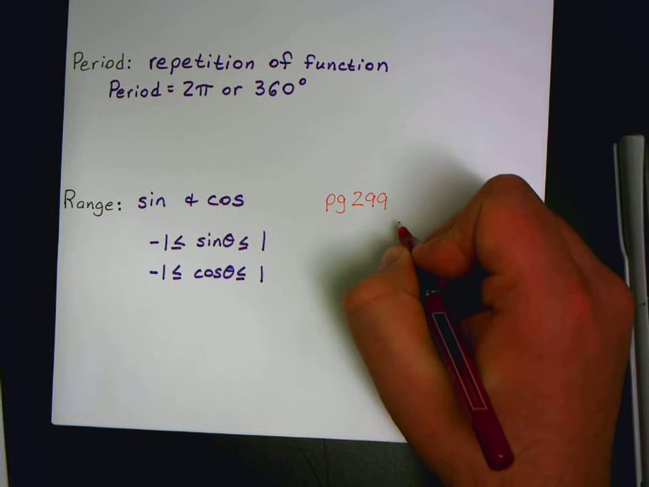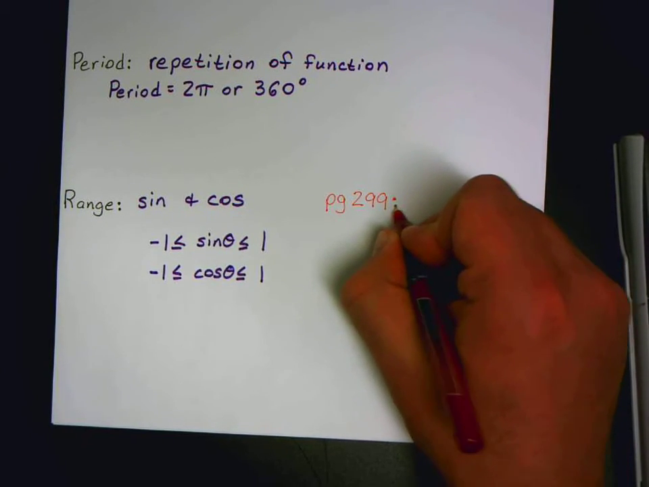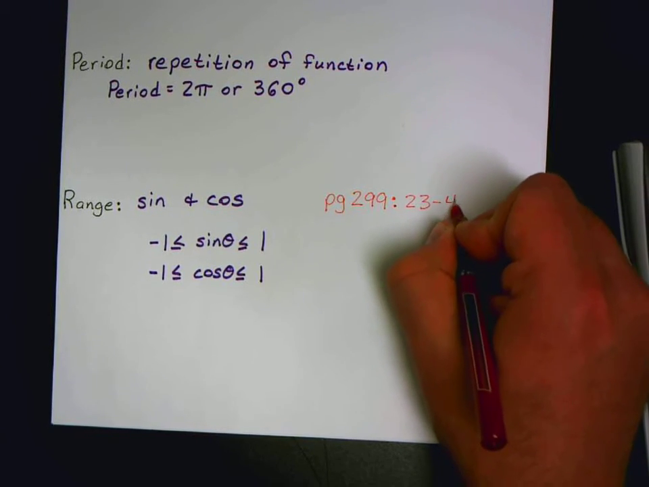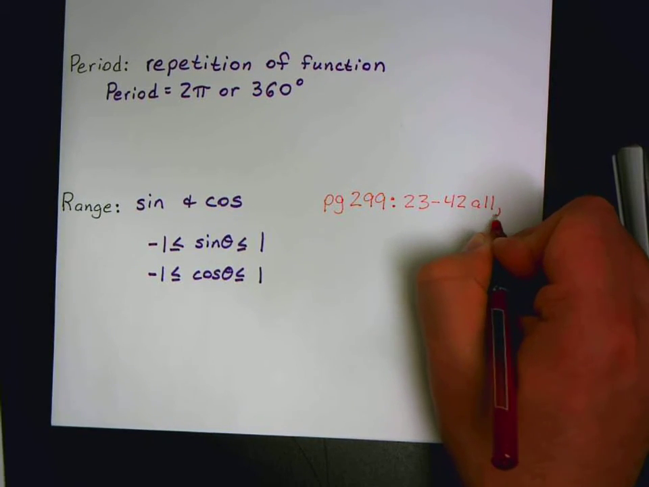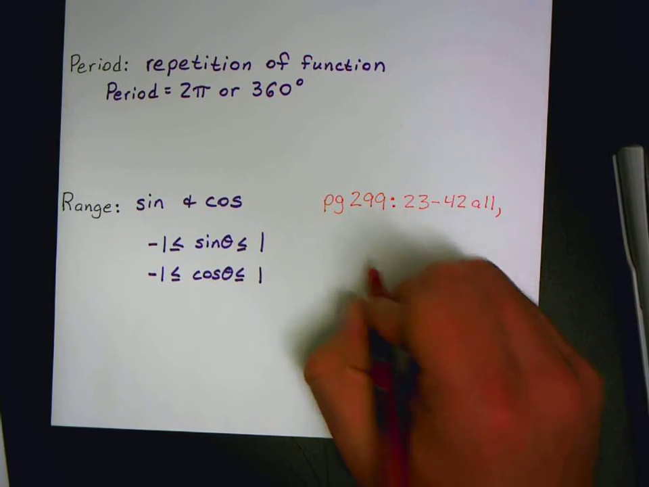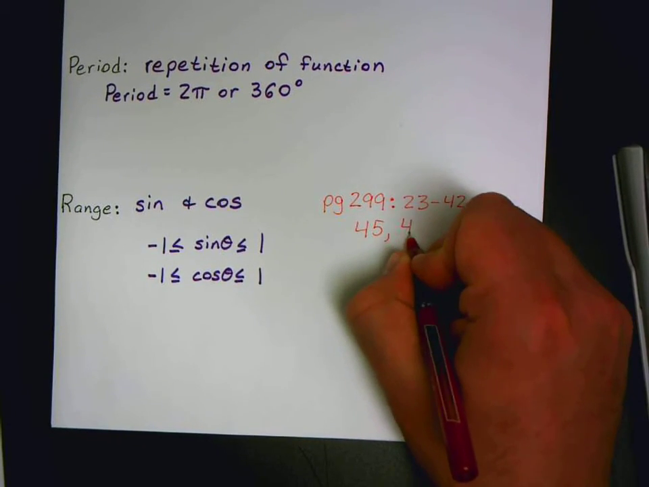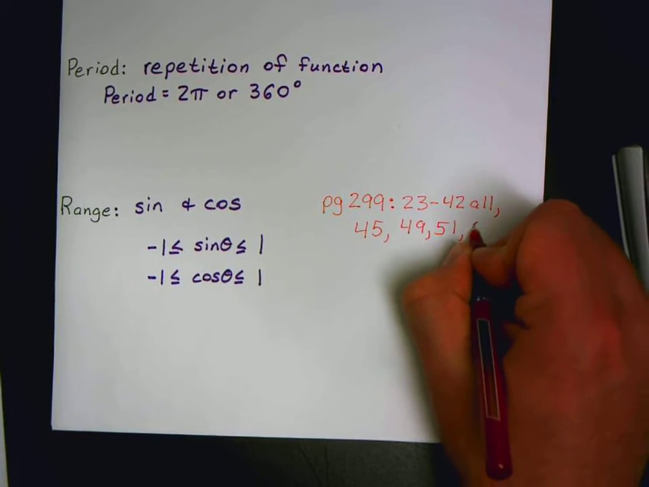So their range, cosecant and secant actually have a little bit more complicated range. Again, we'll get to that later. The only two that are really important are sine and cosine. When we start graphing, you'll see all of that.